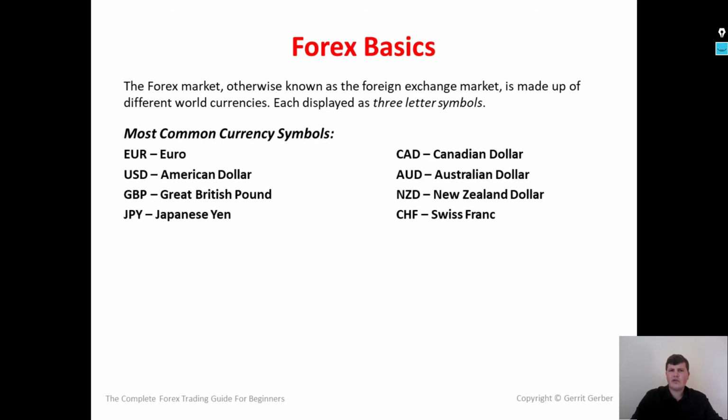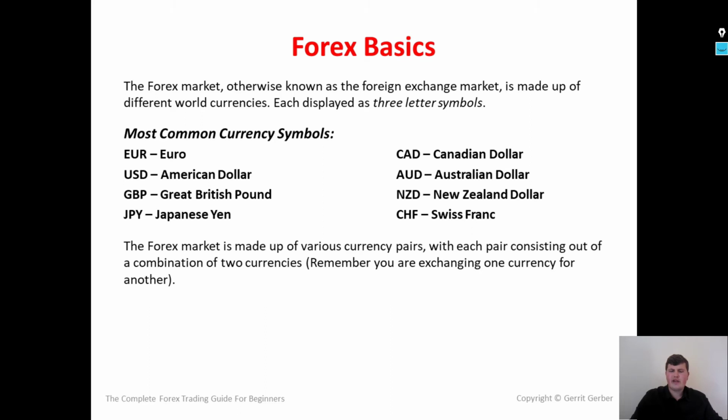The 8 most common currency symbols in the Forex market include the Euro, the American dollar, the Great British Pound, the Japanese Yen, the Canadian dollar, Australian dollar, New Zealand dollar, and the Swiss franc. All 8 of these currencies contain their own unique 3-letter currency symbol, and the American dollar and the Euro are among the 2 most traded pairs in the Forex market.